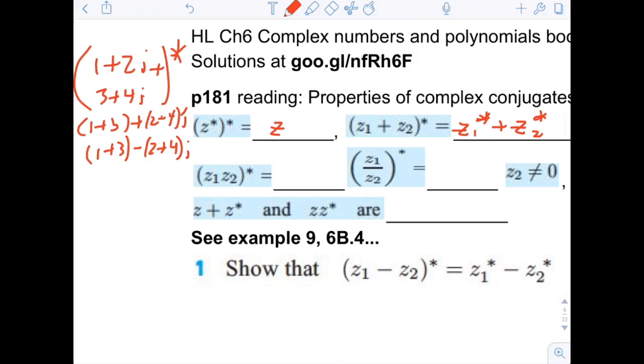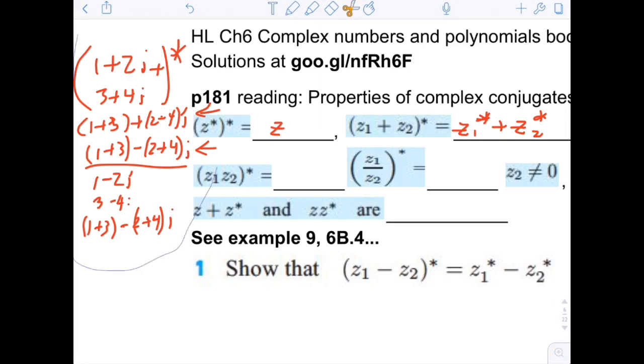So adding the two together would just look like this. Adding the two together and taking the conjugate would look like this. Now what if I took the conjugate of each one separately? That would be 1 minus 2i plus 3 minus 4i. That would give me 1 plus 3 minus 2 plus 4i. And there we are. Same thing. So you can take the conjugate first and then add them, or you can add them together and then take the conjugate. Either way, doesn't matter.